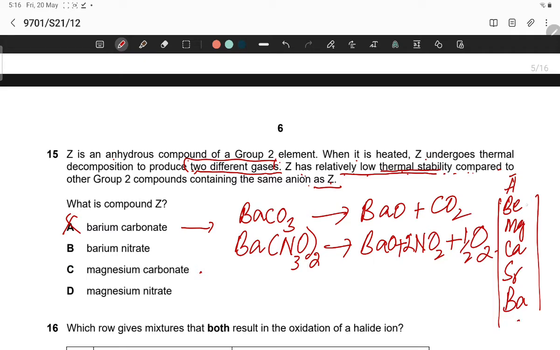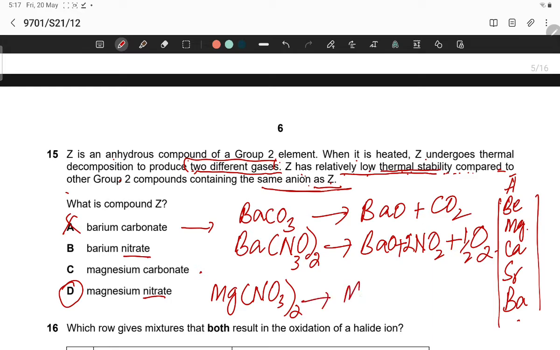Barium is here in group 2 and magnesium is here in group 2. So this must be correct because magnesium nitrate is above barium. So Z has a relatively low thermal stability compared to the other group 2 compounds containing the same anion. B and D have the same types of anions, nitrates, and give a mixture of two gases, the same reaction: magnesium nitrate forms magnesium oxide plus 2NO2 plus half O2.